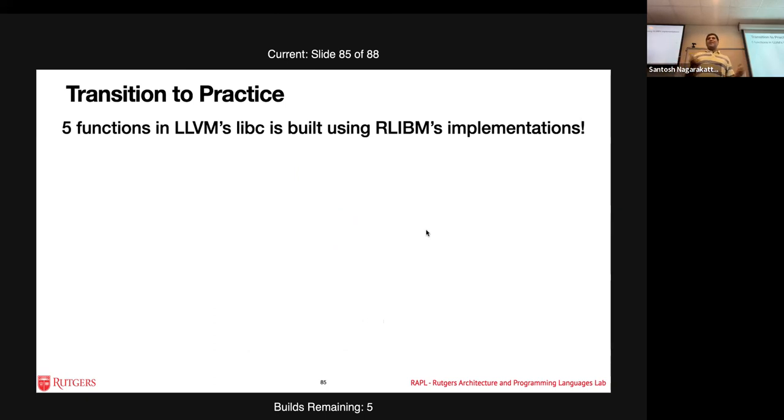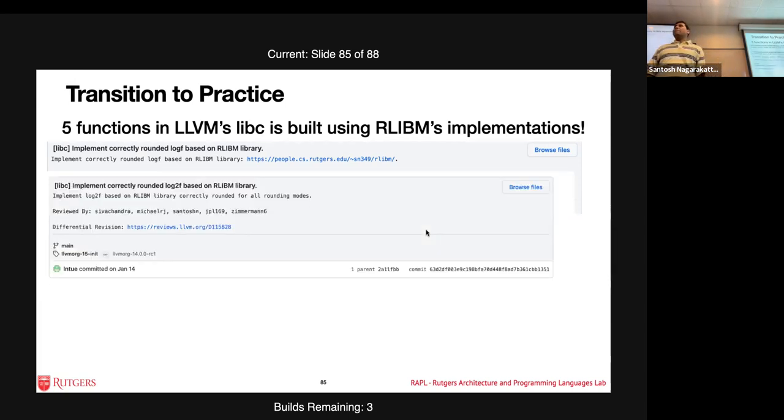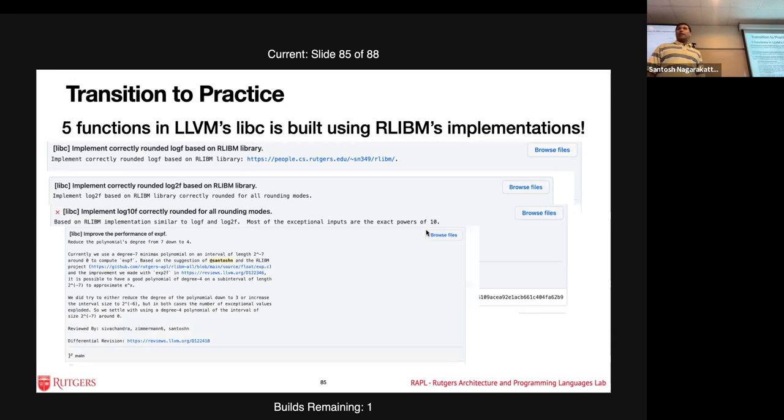So all this is great. We write papers, but the most gratifying piece about this project has been getting to collaborate with industrial maintainers, and we have pushed 5 functions from the RLibm project into LLVM. It's now in practice, used by billions of people. We code reviewed it, and we made the developer push the various algorithms, and they're fast and correct. So again, this math library has 33 functions.